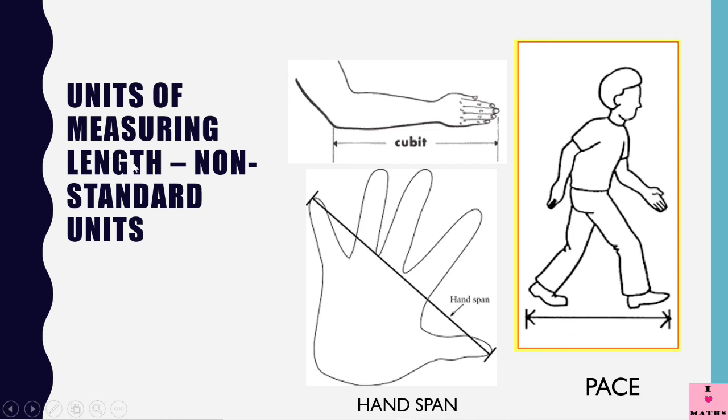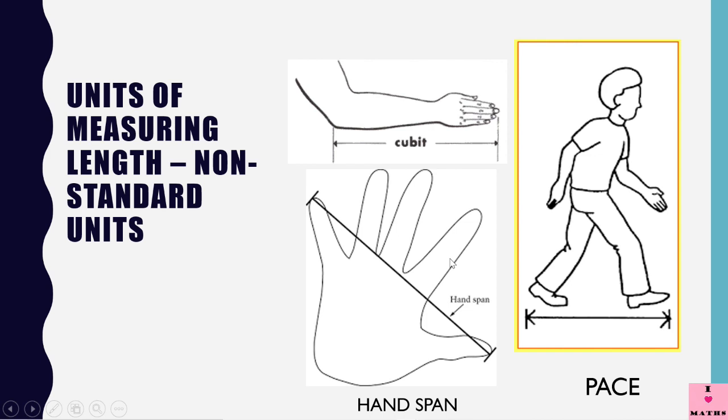Units of measuring length, non-standard units. In olden times, children, when the standard units like centimeter, millimeter, meter, kilometer were not there, in those times, human beings used to measure lengths with the help of things like cubit. Now, cubit is the length of the arm from the elbow to the end of the middle finger. So this was called cubit.